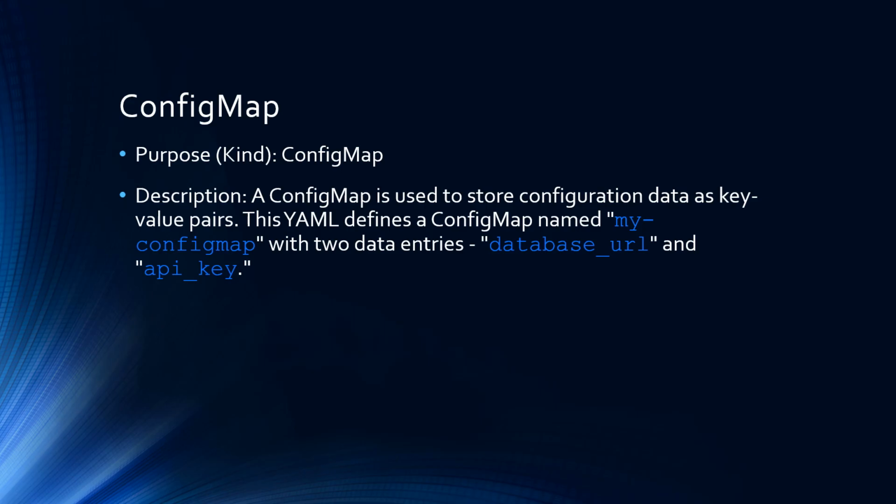The primary purpose of config maps is to make applications more portable and maintainable. Rather than hard-coding configuration values in your application or container image, you can externalize them in config maps and inject them into your containers at runtime. Config maps are instrumental in managing different configurations across multiple environments. For example, you might have different database URLs for development, staging, and production environments, all managed through different config maps.